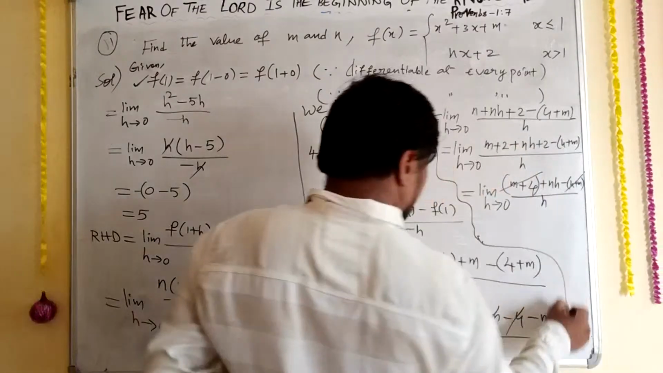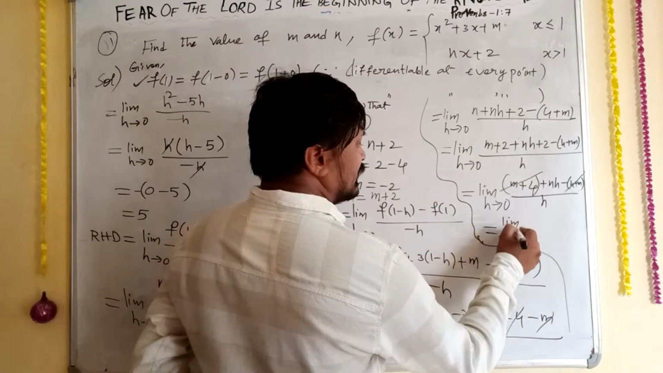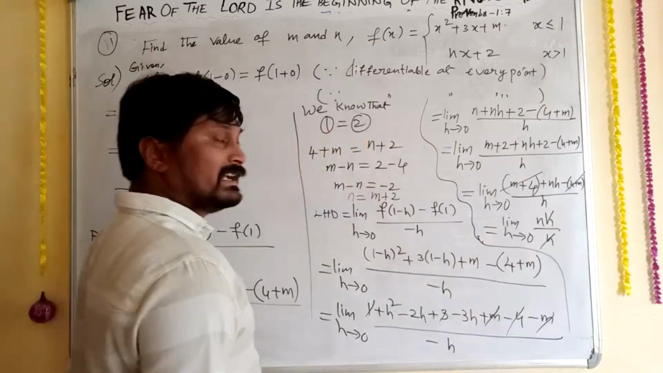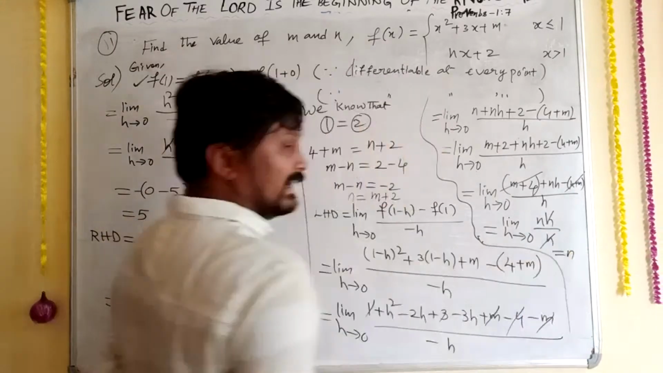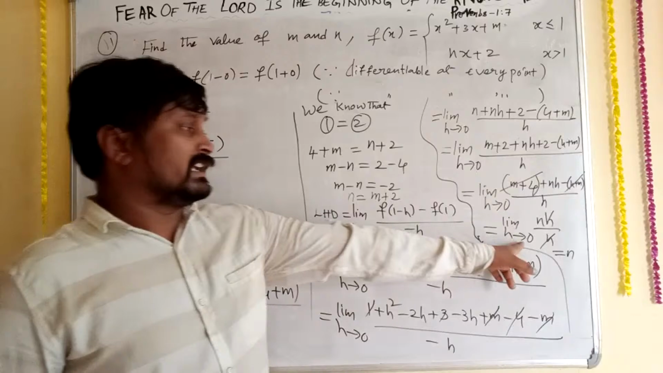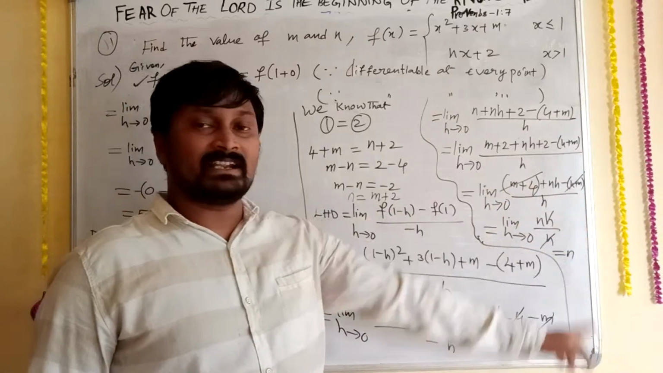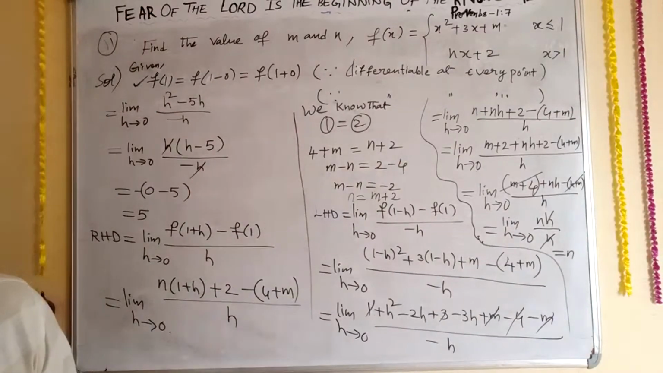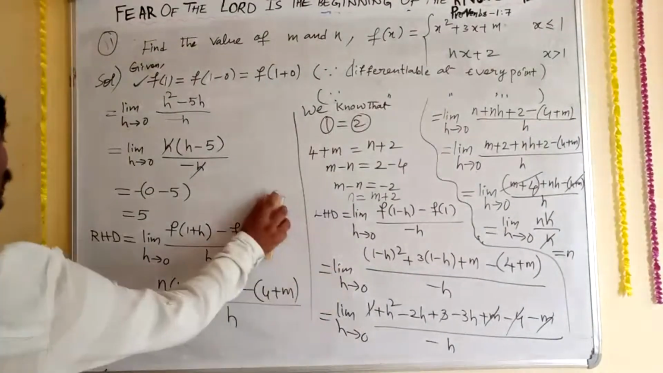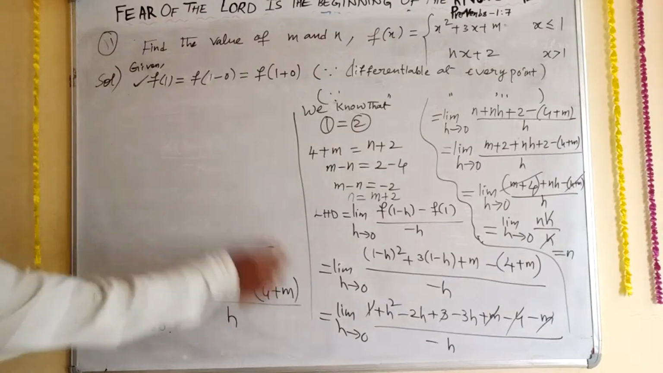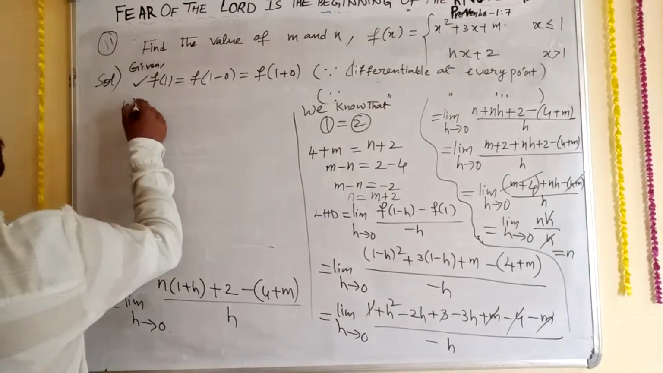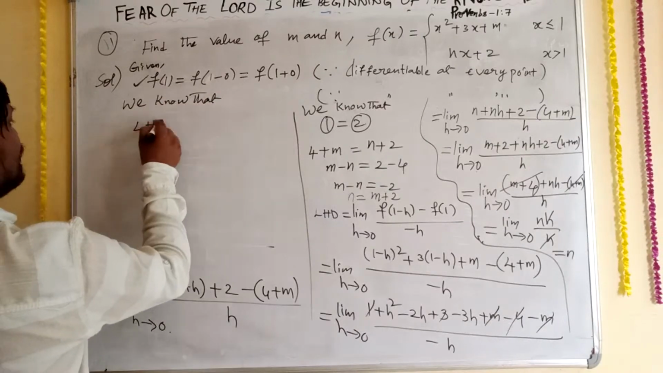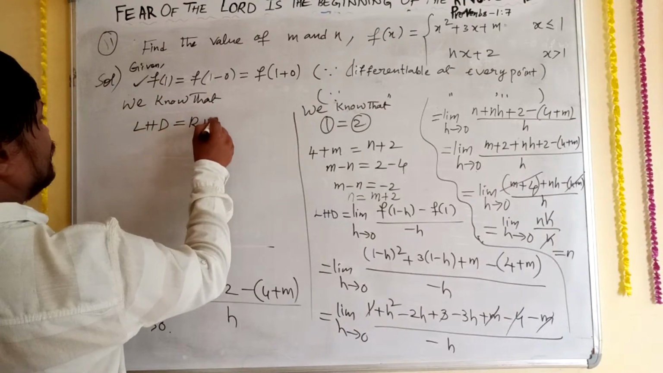So now what is going to be left? That is equal to limit h tends to 0, nh upon h gets cancelled. At last you get the answer as n. So now we cannot substitute the h value here, so we get at last the answer as n. We know that, here this part I am going to rub now. Here what do you know? We know that LHD is equal to RHD.